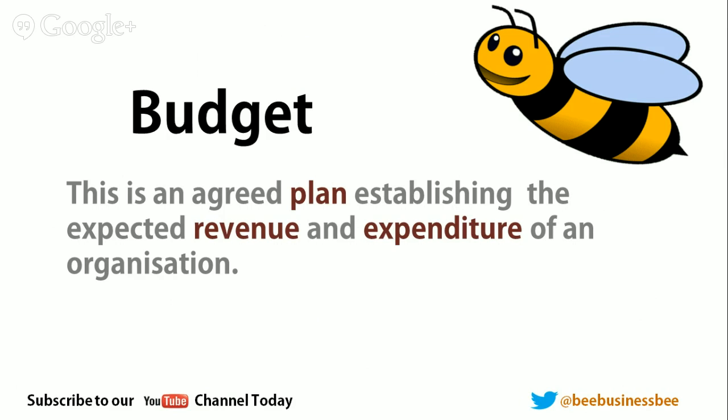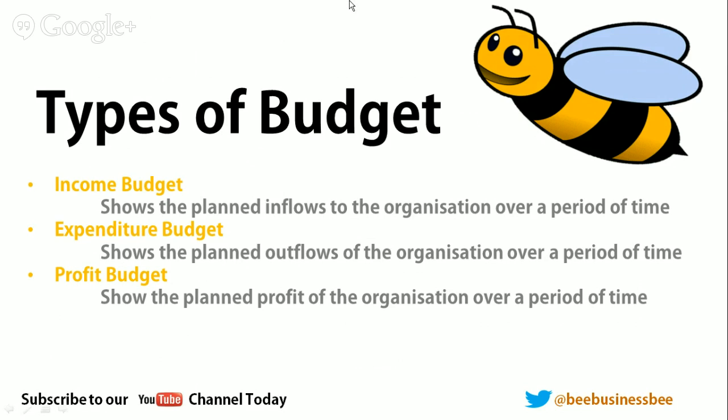There are 3 different types of budget you should know about. You should know about the income budget, and this shows the planned inflows into the organisation over a period of time. You should know about the expenditure budget, which shows the planned outflows of an organisation over a period of time. And you should know about a profit budget, which basically shows you how much predicted profit an organisation is going to make. It will be your income budget less your expenditure budget, which will show your profit budget.